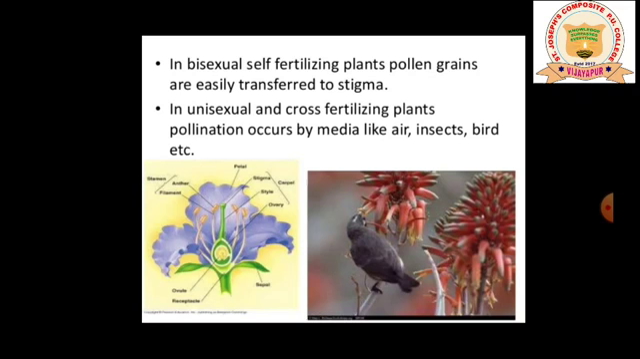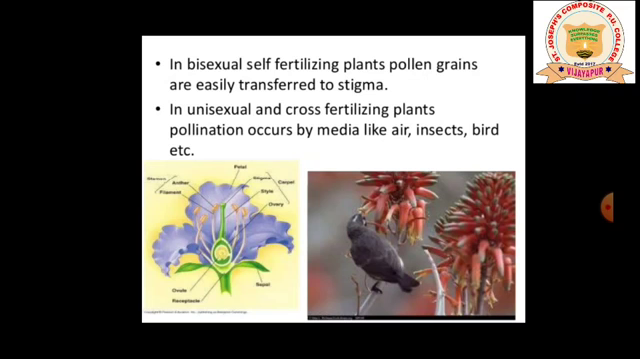In bisexual self-fertilizing plants, pollen grains are easily transferred to the stigma. Self-fertilizing means that in the same plant, as you know, a bisexual flower or bisexual plant is a plant which has male and female reproductive parts in the same plant. So male and female reproductive parts will be present in the same flower. Self-fertilization means pollen grains will go and reach the stigma. We call it self-fertilization, or usually self-pollination.